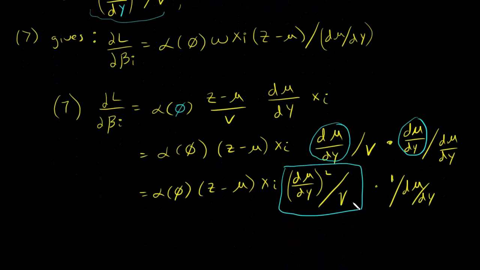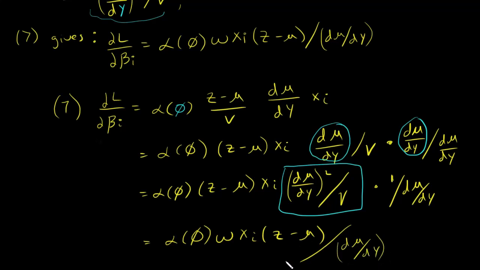So this equals, if I just rearrange my products, because I want it to match what's up here, I have W, Xi, Z minus mu. And then I have this basically multiplied by 1 over this. So that's the same thing as dividing this by d mu dy, right? It's in the bottom of a fraction. So I see that's exactly what I wanted to see. So I've shown that this is true. Just using a little bit of algebraic manipulation, I can get there.